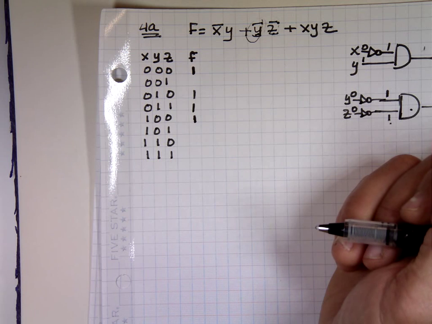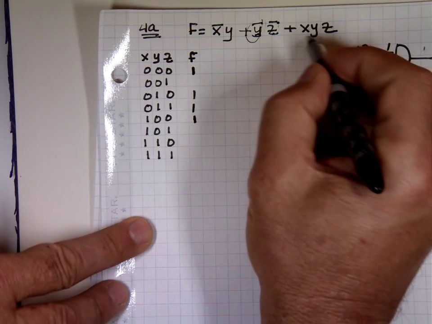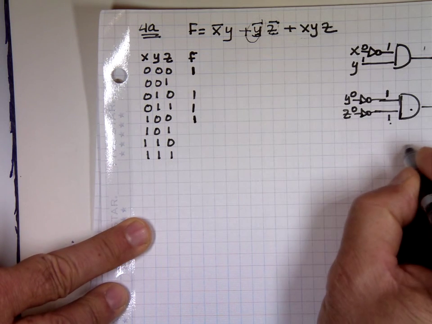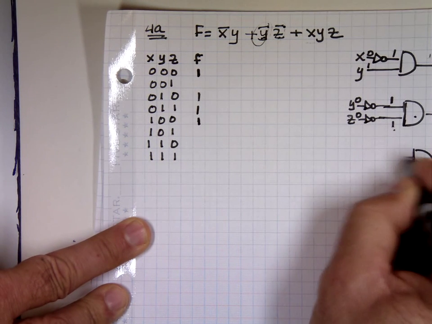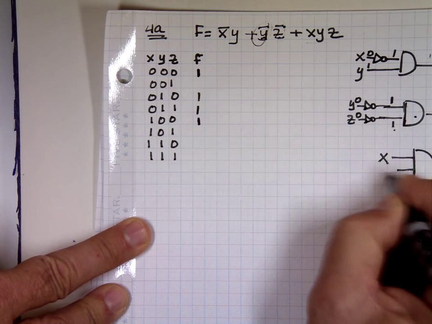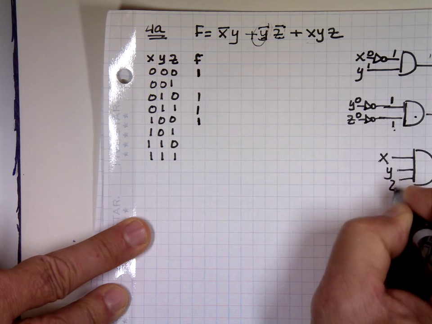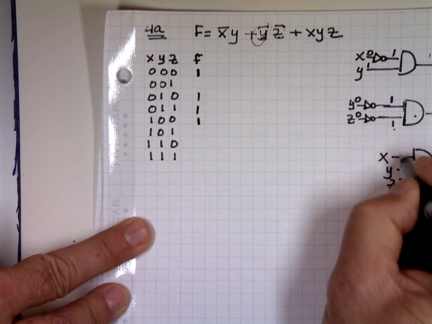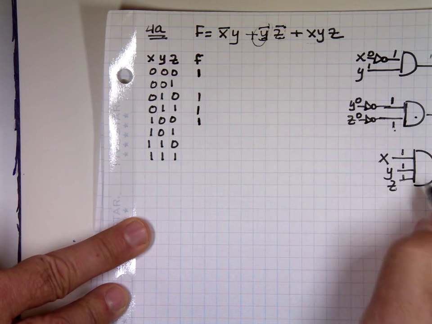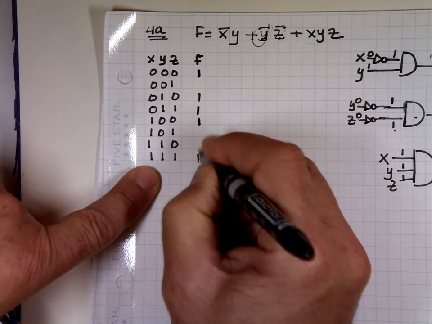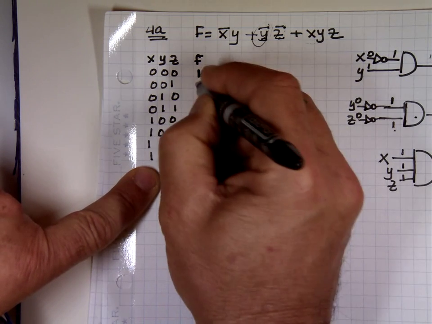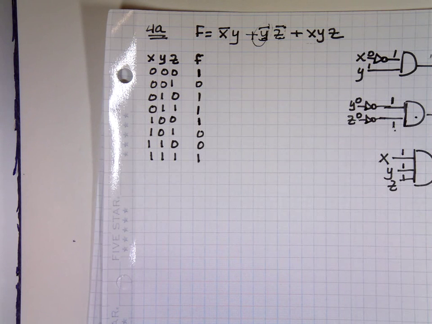And the last one, that's an AND gate. For that AND gate to be a 1, you need x to be 1, y to be 1, and z to be 1. That's when you have a 1, 1, and 1. That's the only way this gate will be a 1. So that's the last case. The rest of them will be zeros. And that's the truth table for F.